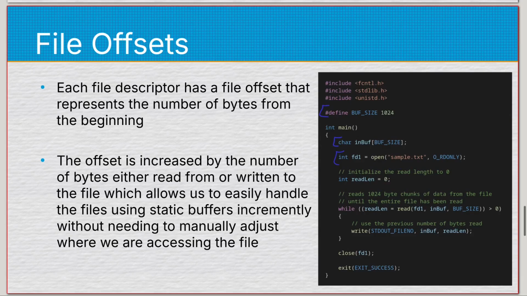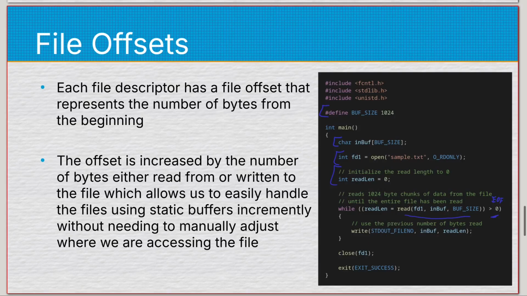I initialize the read length to 0, and now we read 1024 byte chunks of data from the file until the entire file has been read. So while read length equals read file descriptor 1 in buff size, and that's just a read that we've been doing, while it's greater than 0. Why greater than 0? This is essentially EOF. So while we've not reached the end of the file, we will just continuously read, and then read length will be the number of bytes that we actually read.